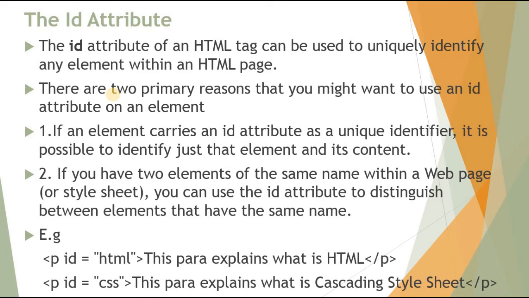This is the example for the ID attribute. Here we used an ID attribute, ID equal to HTML. We used it here for showing this is an HTML document. For the second one we used CSS for showing this is a CSS document. For that purpose we used ID equal to CSS.